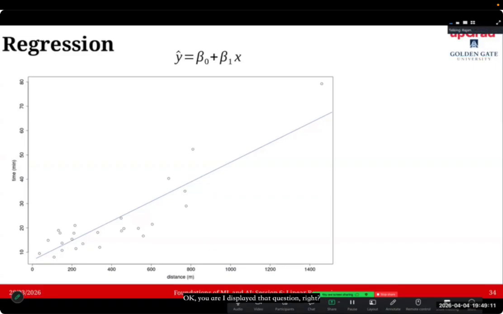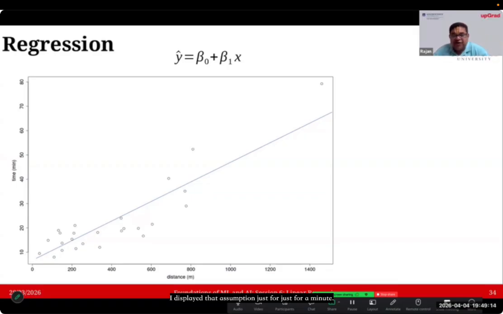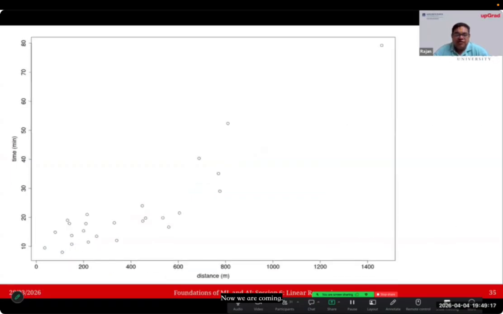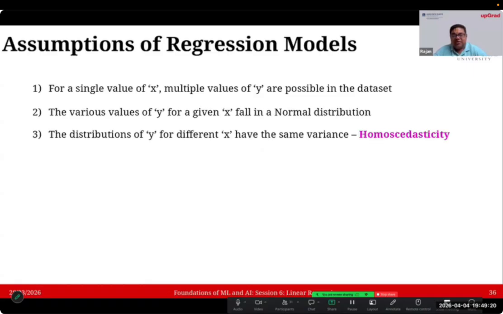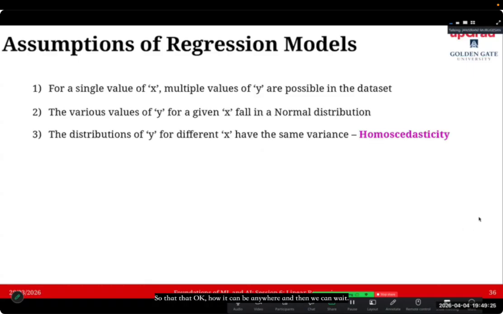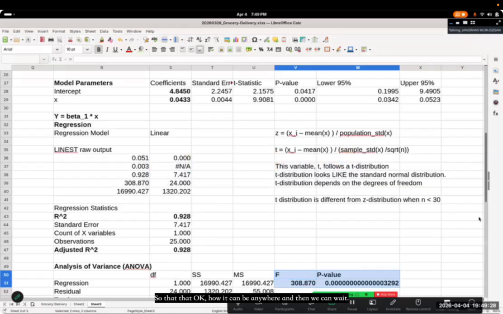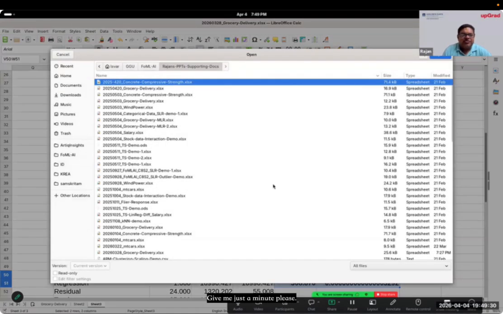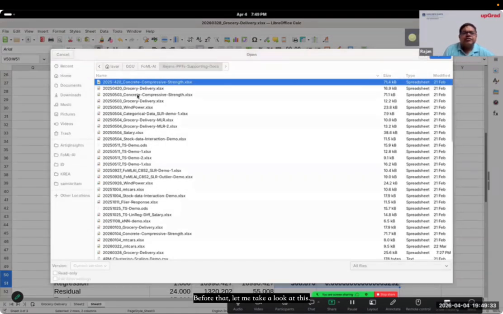I displayed that assumption just for a minute now. If it's binary, that's the next assumption we are going to look at: these are mutually exclusive classes. An object belongs in one class; it doesn't belong in any other class. It's very important, but it can be an implicit statement, so we don't say it in an explicit way. It should be obvious.